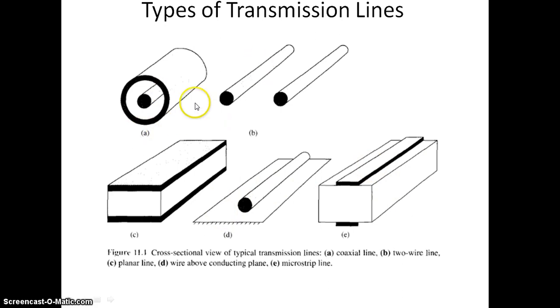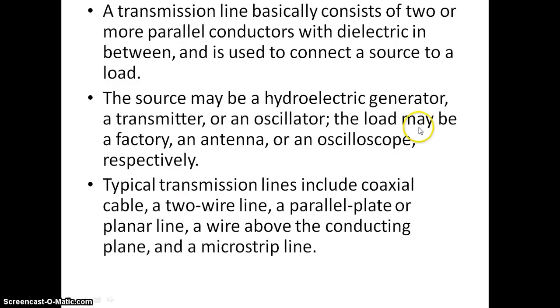Generally a line consists of two conductors. For example, the two-wire line consists of two parallel conductors with a dielectric material as an insulator. Similarly, in a coaxial cable there is an inner conductor and an outer conductor. A transmission line basically consists of two or more parallel conductors with dielectric in between, and is used to connect the source to the load. The transmission line usually connects a source and a load.